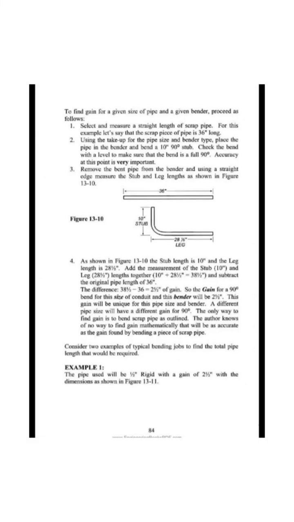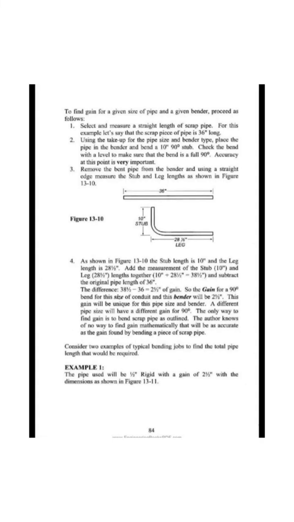4. As shown in figure 13-10 the stub length is 10, and the leg length is 28.5. Add the measurement of the stub, 10, and leg, 28.5, lengths together, 10 plus 28.5 equals 38.5, and subtract the original pipe length of 36. The difference, 38.5 minus 36, equals 2.5 of gain. So the gain for a 90 degree bend for this size of conduit and this bender will be 2.5.